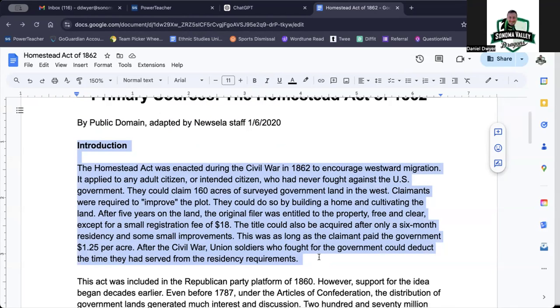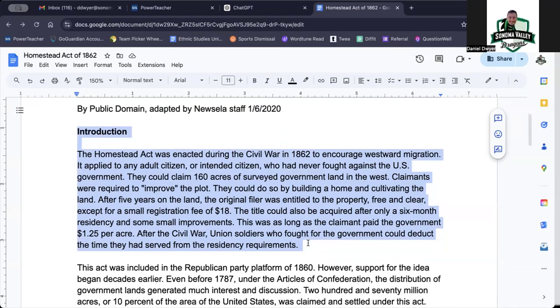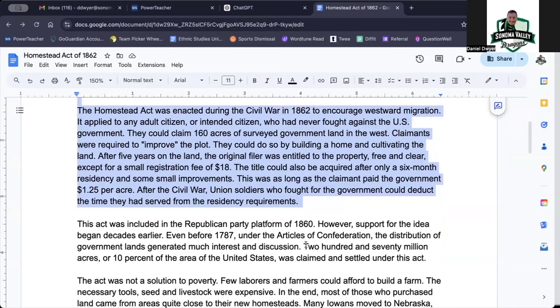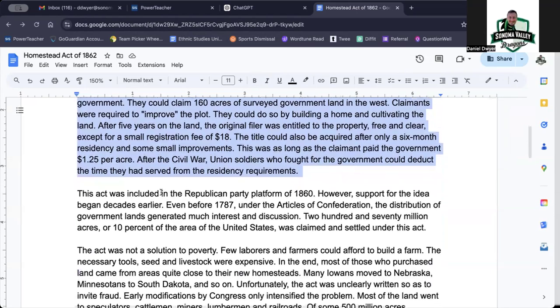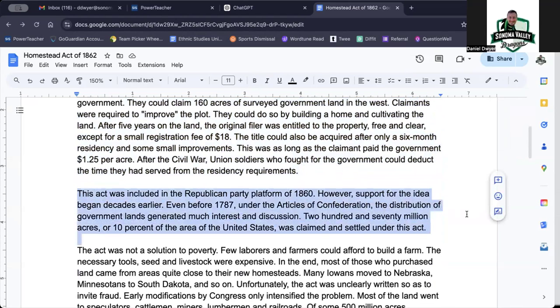After 5 years on the land, the original filer was entitled to the property, free and clear, except for a small registration fee of $18. The title could also be acquired after only a 6-month residency and some small improvements, as long as the claimant paid the government $1.25 per acre. After the Civil War, Union soldiers who fought for the government could deduct the time they had served from the residency requirements. This act was included in the Republican Party platform of 1860.